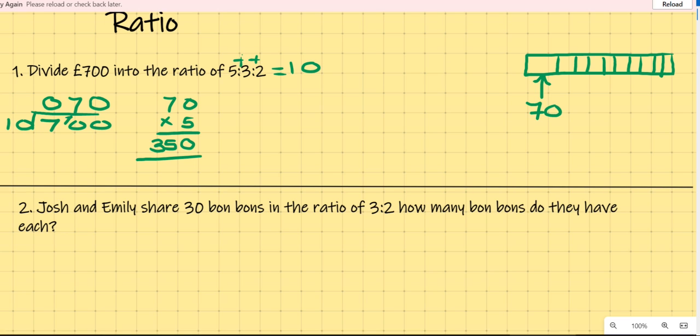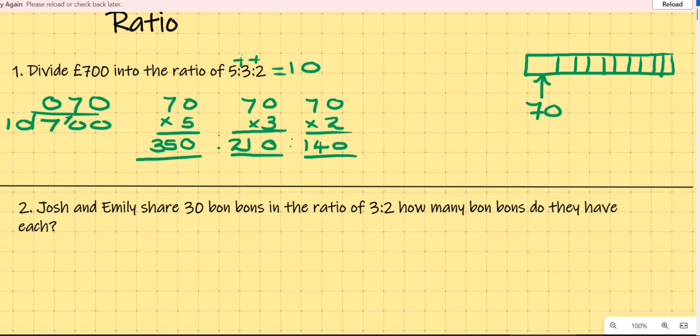Then I need to find out how much the 3 is worth, so times 70 by 3. So 3 noughts are 0 and 3 7s are 21. And then the next lot, 70 times by 2. Okay, 7 2s are 14. So I know that now the ratio of 5 to 3 to 2 is 350, 210, 140.